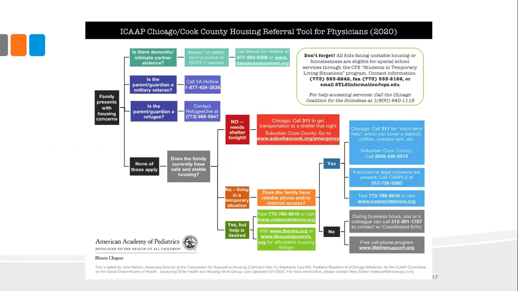All right, perfect. So if we want to go to the next slide. Working through this tool, you see the families come in with housing concerns, and then you can go through some of these initial screening questions to see if there are specific scenarios where they would qualify for additional resources. So in this first case, just keeping it simple, identifying that there is domestic or intimate partner violence at hand.